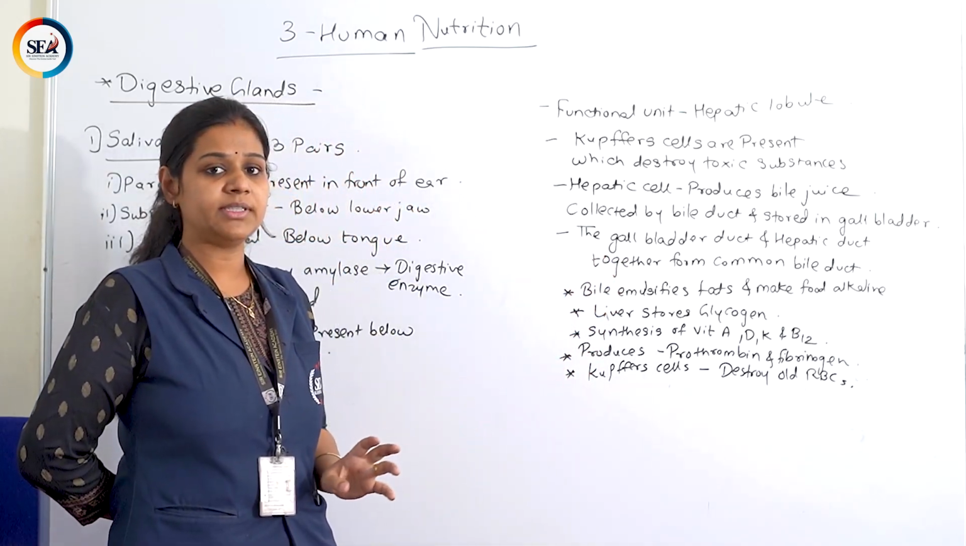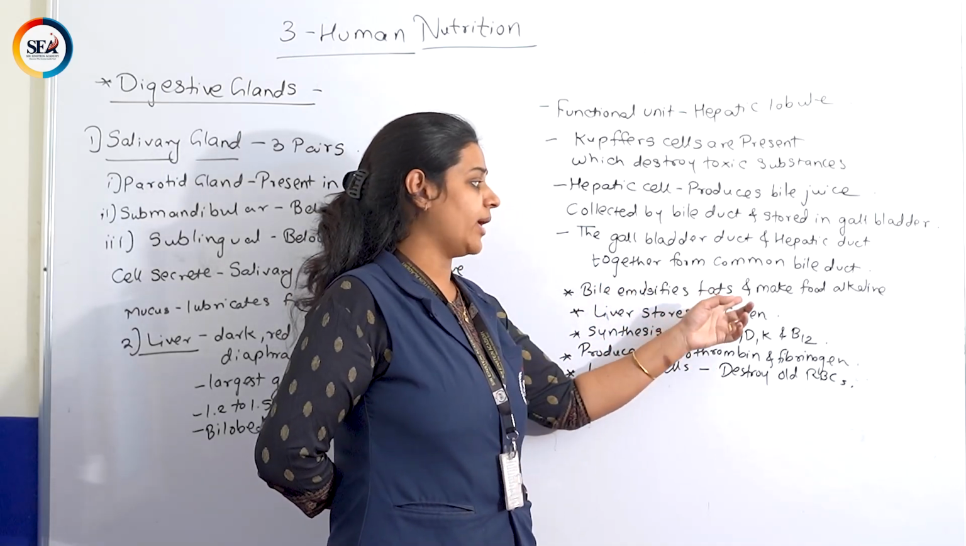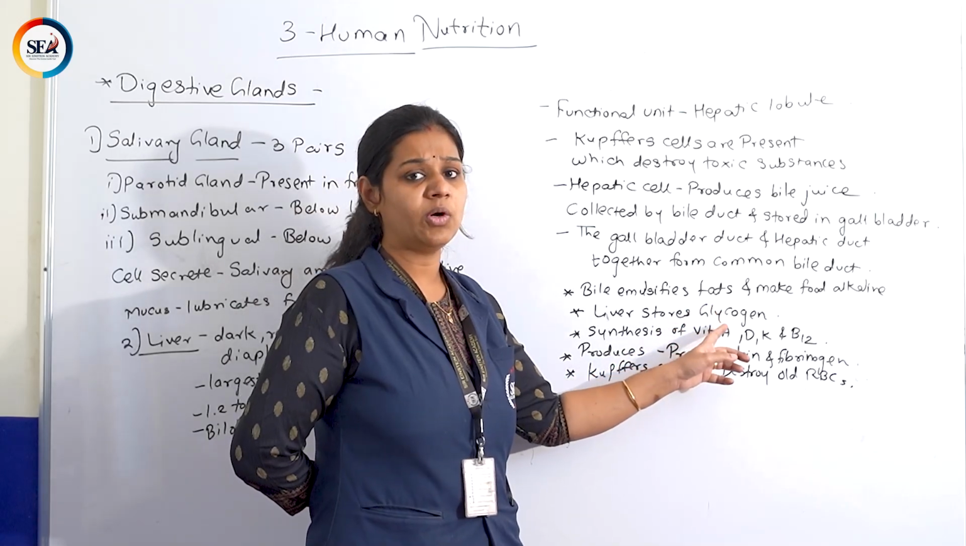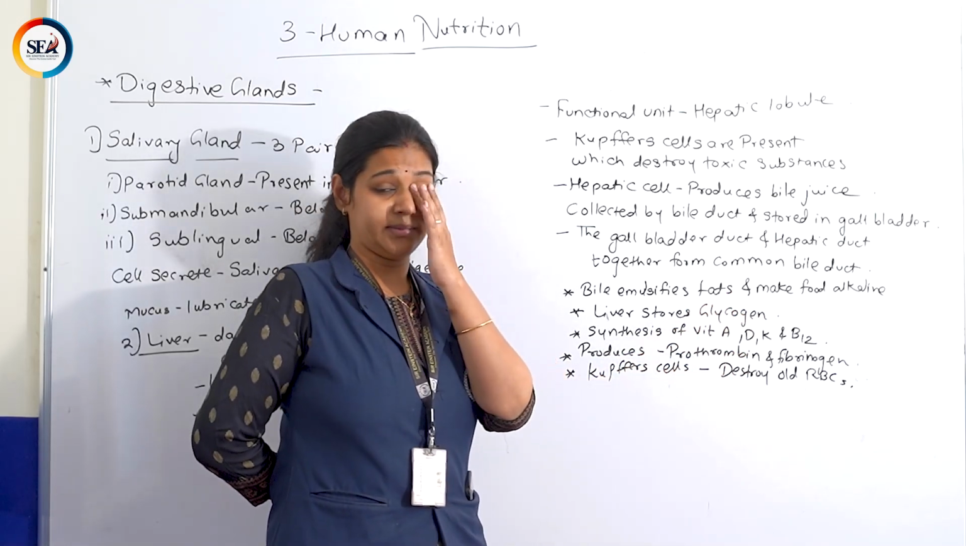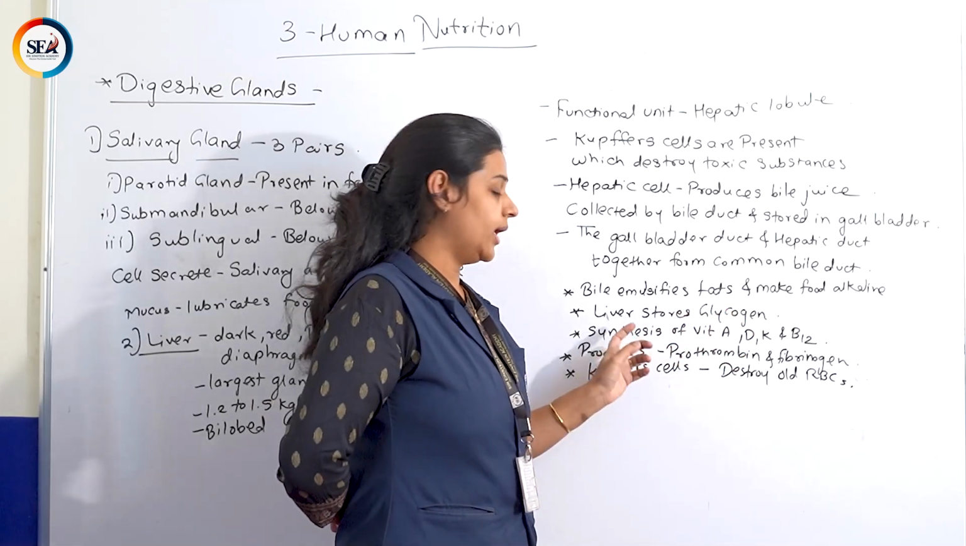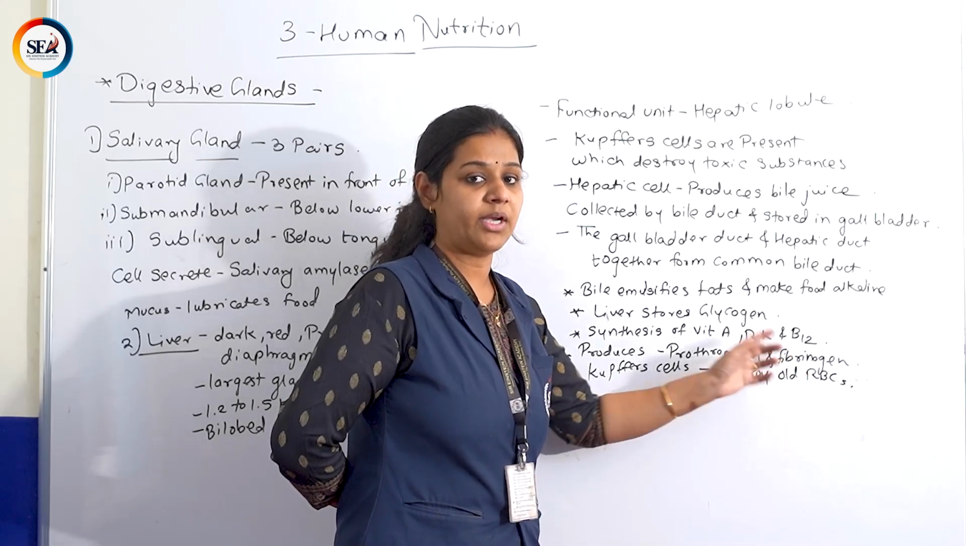The functions of liver are given below. First, bile emulsifies the fats and makes the food alkaline. Second, liver stores glucose in the form of glycogen. Third, it synthesizes important vitamins like vitamin A, D, K and B12.